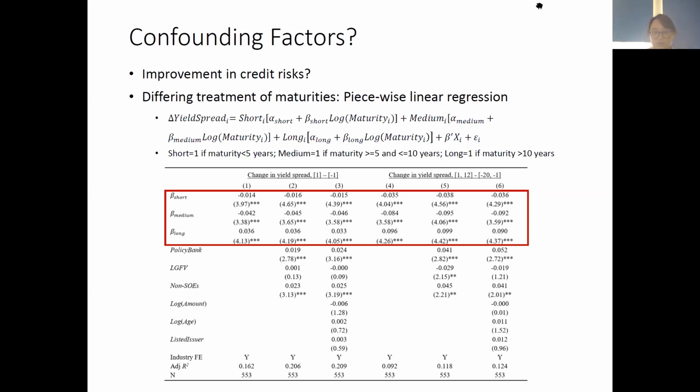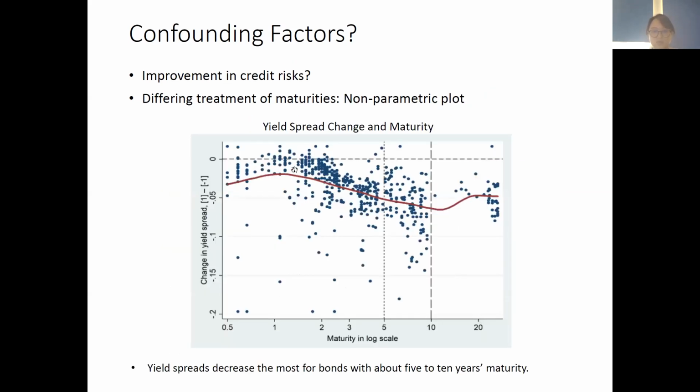And consistent with the figure that we just showed, there is a negative relationship between yield spread change and the maturity for bonds shorter than 5 years. And for bonds with maturities longer than 10 years, we observe a positive piecewise linear coefficient estimate, which captures the V shape that we see in the scatter plot.